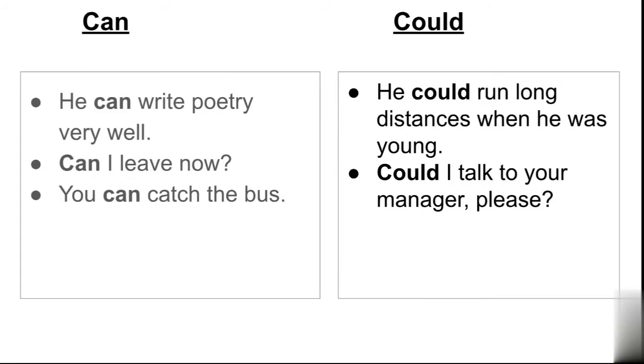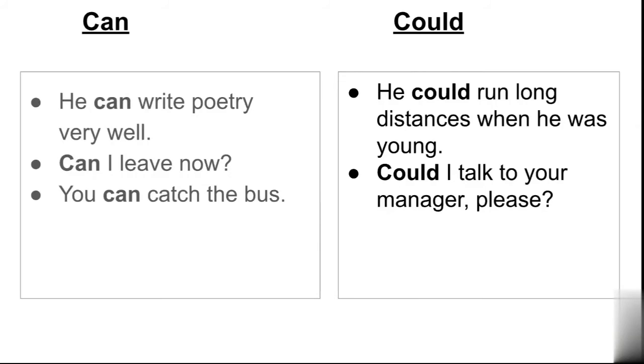Next, two familiar modal auxiliaries are can and could. Can is usually used to express our ability or power. For example, he can write poetry very well. It shows the ability of the person. In another way also we can use it. It is used to show permission and possibility. For example, can I leave now? It is a permission. You can catch the bus. It shows a possibility.